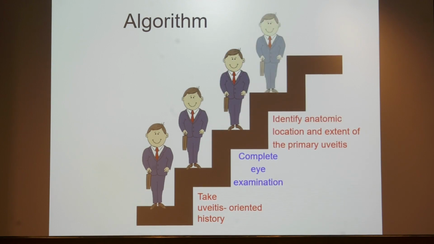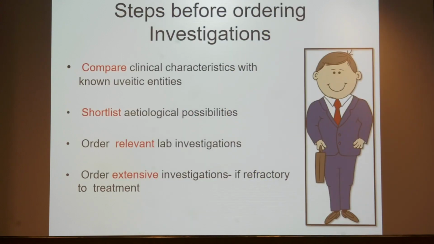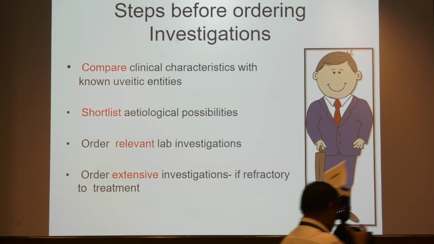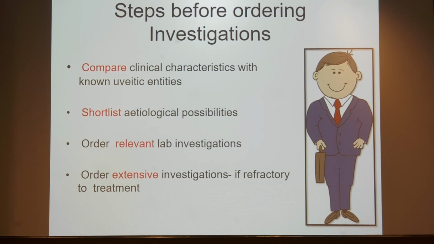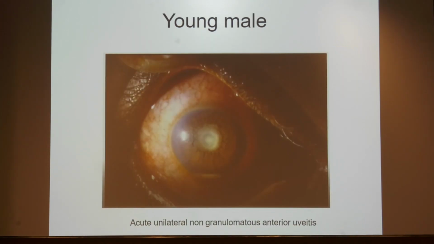So before we think about investigating a patient, we follow a certain algorithm, which will be in the form of a detailed history, a complete eye examination, try and identify the anatomic location and extent of the primary uveitis, and do an overall systemic evaluation. With this, we would try and compare the clinical characteristics with known uveitic entities, try and come to a working clinical diagnosis, make your DDs, and order only relevant lab investigations first. You would need extensive investigations if there is a diagnostic dilemma or if the patient is not responding to your treatment. So we'll see a few examples.